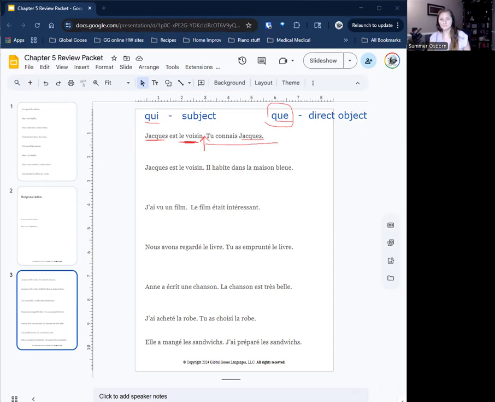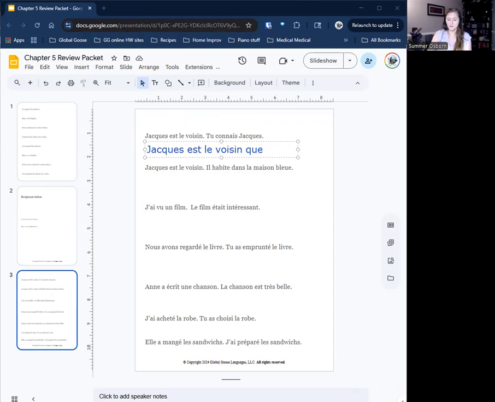And le voisin is the antecedent. An antecedent is a word that a pronoun is referring to. Okay. So Jacques est le voisin que, que is referring to le voisin, saying that you know. Okay. Jacques est le voisin que tu connais.